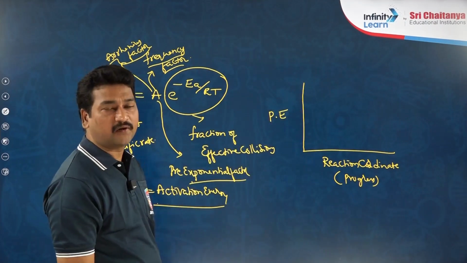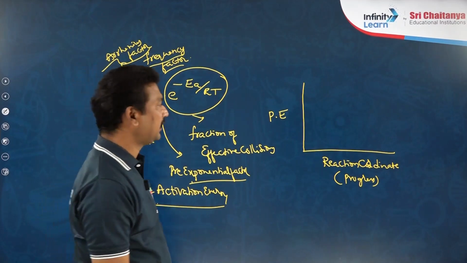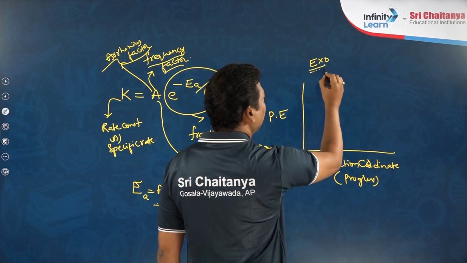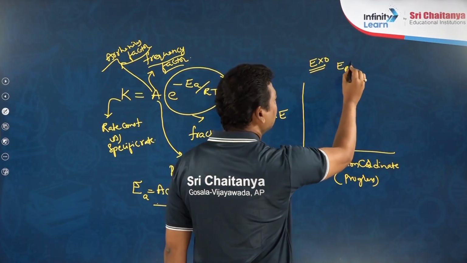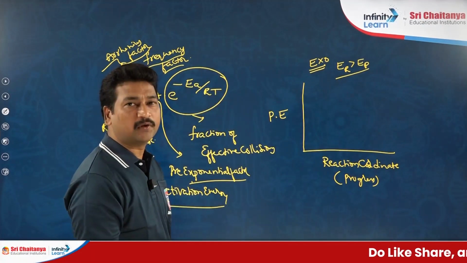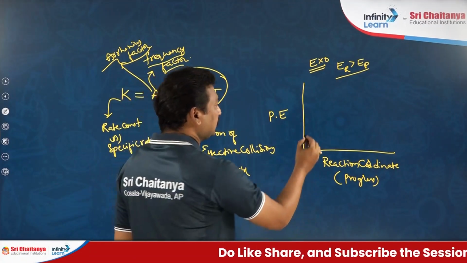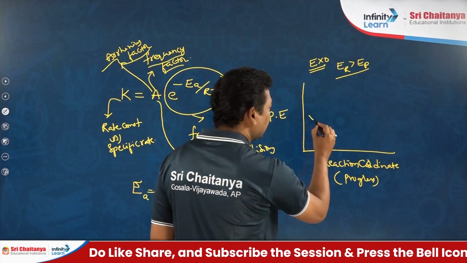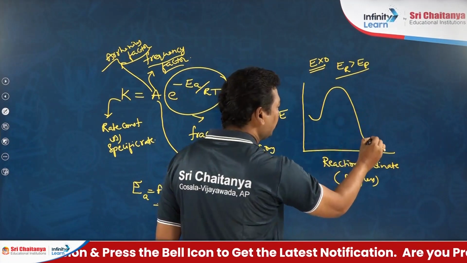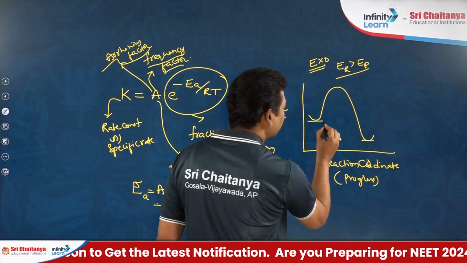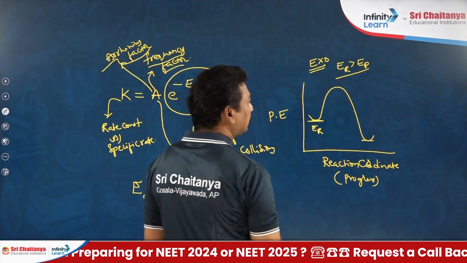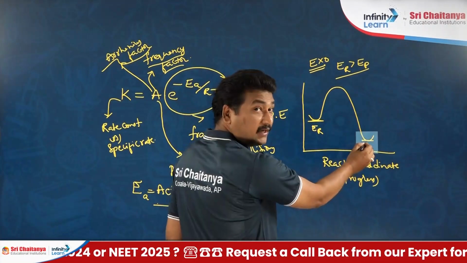Let us draw a graph for the exothermic reaction. Since this is the graph for an exothermic reaction, the energy of the reactants dominates over that of the products. The reactants' energy is more than that of the products, so I should plot a graph like this. Say this is the energy of the reactants, and this is the energy of the products.